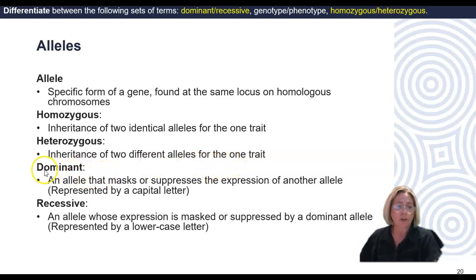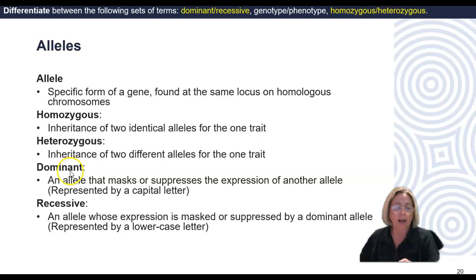Now, we also have the terms dominant and recessive. A dominant allele is one that masks or suppresses the expression of another allele. So when an allele is dominant, it's the presence of that allele which will determine what the appearance of that trait is. Recessive is an allele whose expression is masked or suppressed by a dominant allele. So for this to be expressed, you need to have two copies of the recessive allele, one from the mother and one from the father.